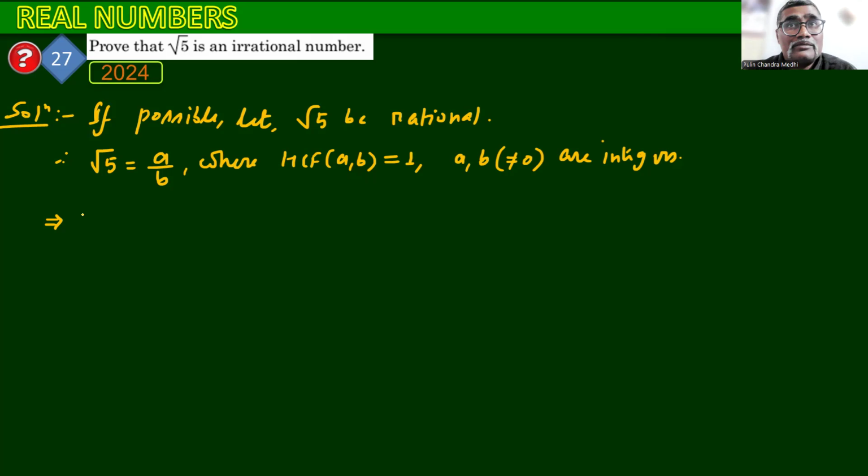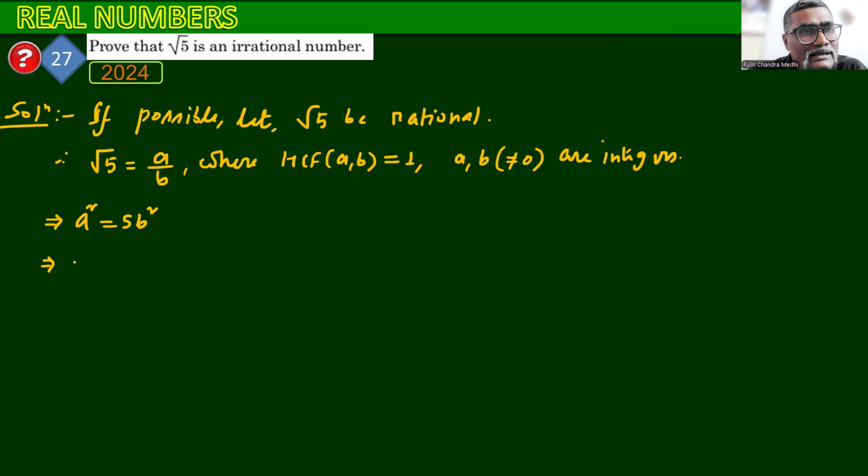I'll take a step short. You can also do it. I'll do the squaring and at the same time I'll cross multiply. So I can get A square equal to 5B square. A square equal to 5B square. What I did: squaring and then cross multiply.